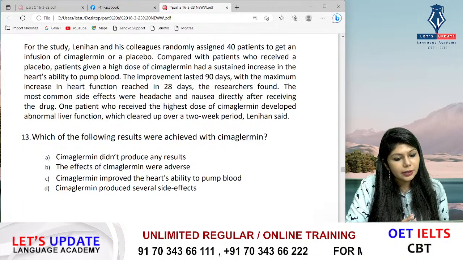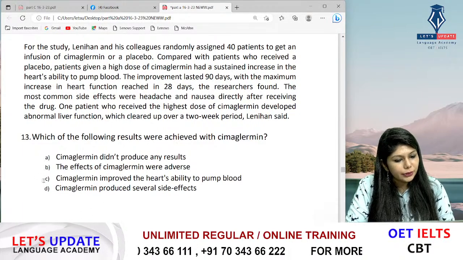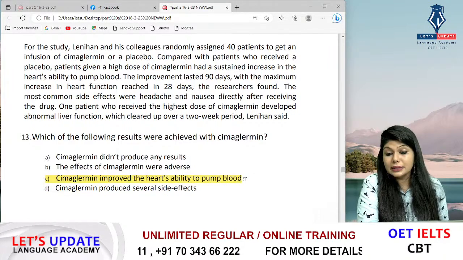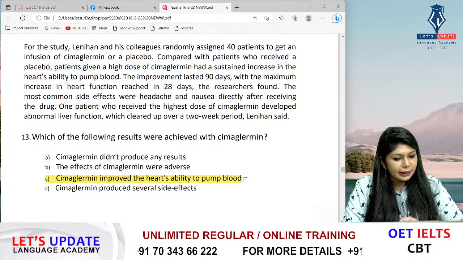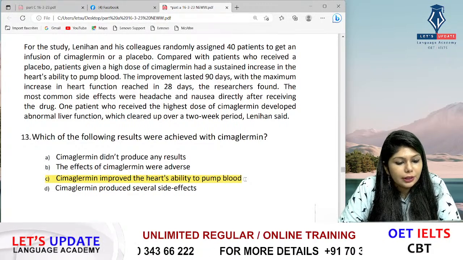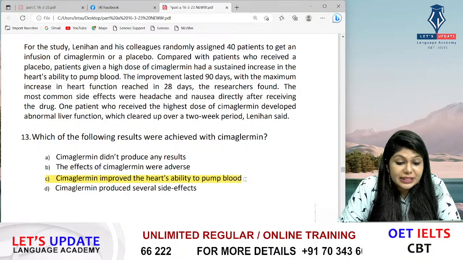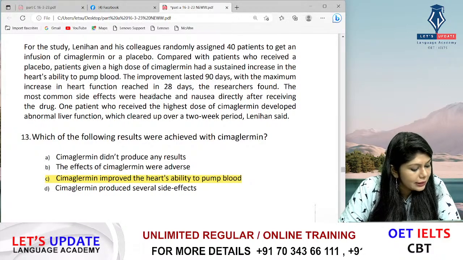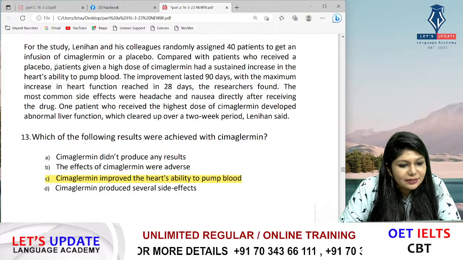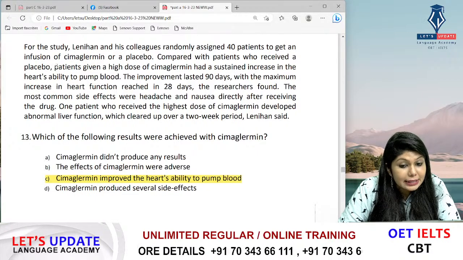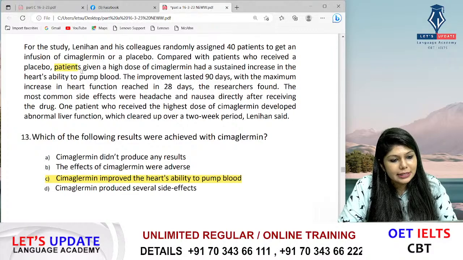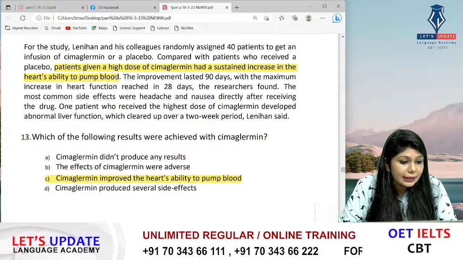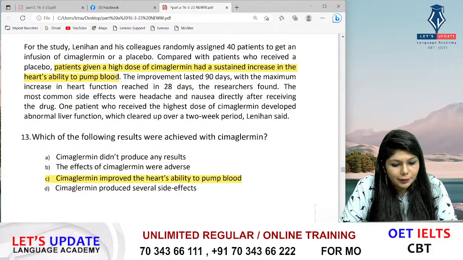Option C, it improved the heart's ability to pump blood. That is the correct answer, and let's see why it is C. Basically, they are asking which of the following results were achieved with semaglutide. What they have mentioned in the paragraph is patients given a high dose of it had a sustained increase. Can you see this line? I'll just highlight this line, the third line. Patients given a high dose of it had a sustained increase in the heart's ability to pump.